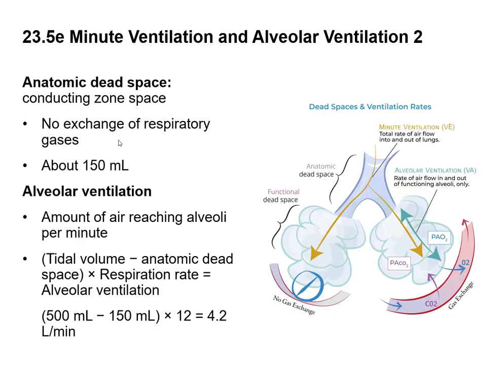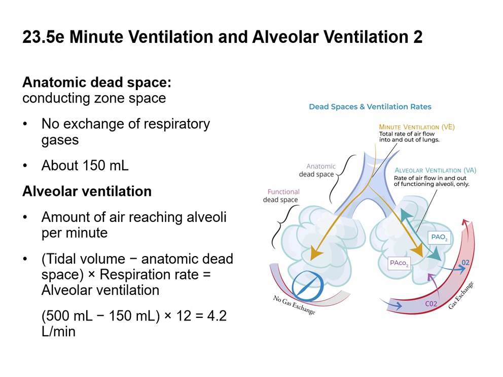Now, for our minute ventilation, whenever we inhale, not all of that air reaches the alveoli. Some of it ends up staying in the terminal bronchioles, respiratory bronchioles, and alveolar ducts. So this term called anatomic dead space is this conducting zone space in which air remains during ventilation and doesn't reach the alveoli. So there's no exchange of gases. That's maybe somewhere around 150 milliliters per breath.